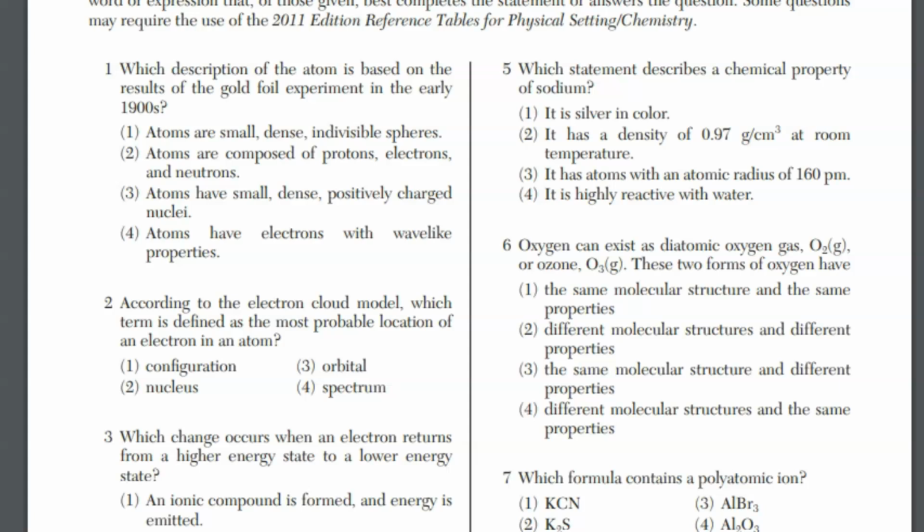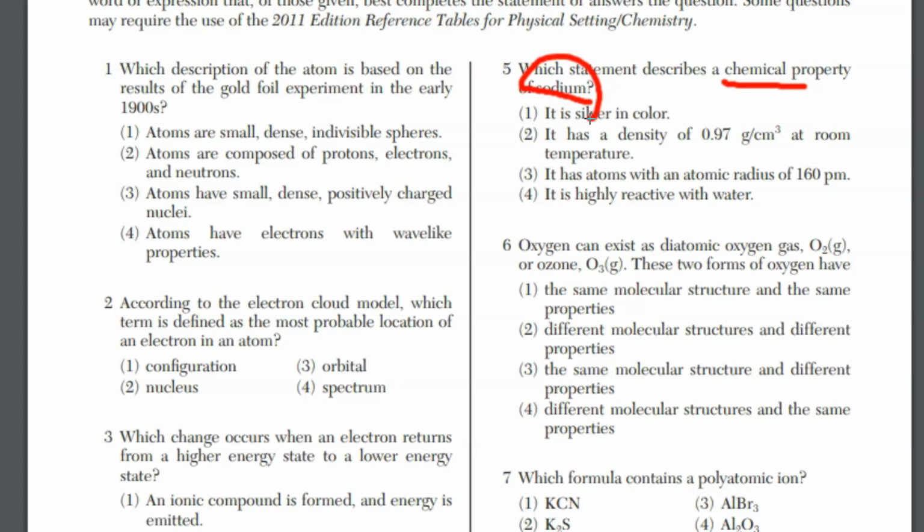Question 5. Which statement describes a chemical property of sodium? A lot of times in this exam, they're not going to give you necessarily the element symbol. They'll give you the name. You have to do some work. If you don't know the symbol and you would actually need it, you can go to reference table S. Of course, the symbols are also listed on the periodic table.